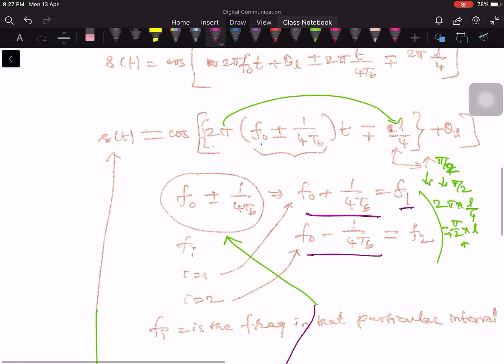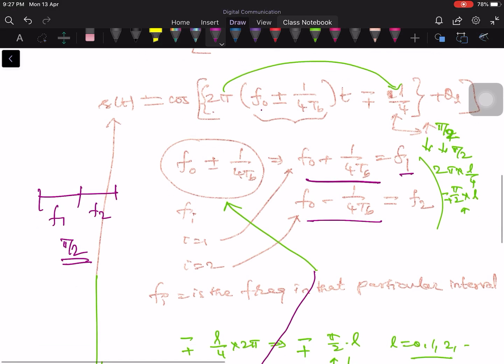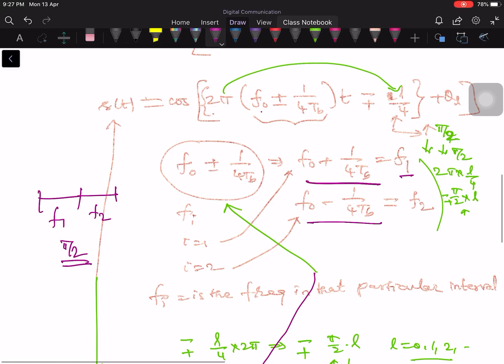What we can say is, at one particular bit interval we have the frequency f1, and in the next bit interval we have the frequency f2, maybe or maybe not. So we have two frequencies, and another important point is that there is a phase change of pi by 2, and this pi by 2 is not occurring at the bit intervals. The phase change is not occurring at the bit interval; rather, it is occurring gradually over the bit interval.